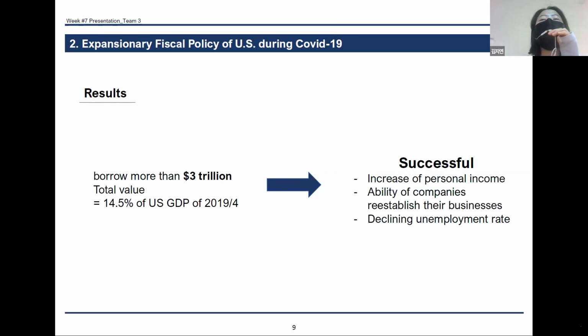And this fiscal response was successful is that personal income increased in the second quarter of 2020, which is the opposite of what normally occurs during a recession. Even though the US economy experienced its biggest contraction on record, with real GDP declining by 31.4% at an annual rate, personal income rose during this period because the government borrowed money and gave it to businesses and households that were disrupted. Also, the companies were able to reestablish their businesses, and the unemployment rate was declining, which also represents a successful outcome of the policies.